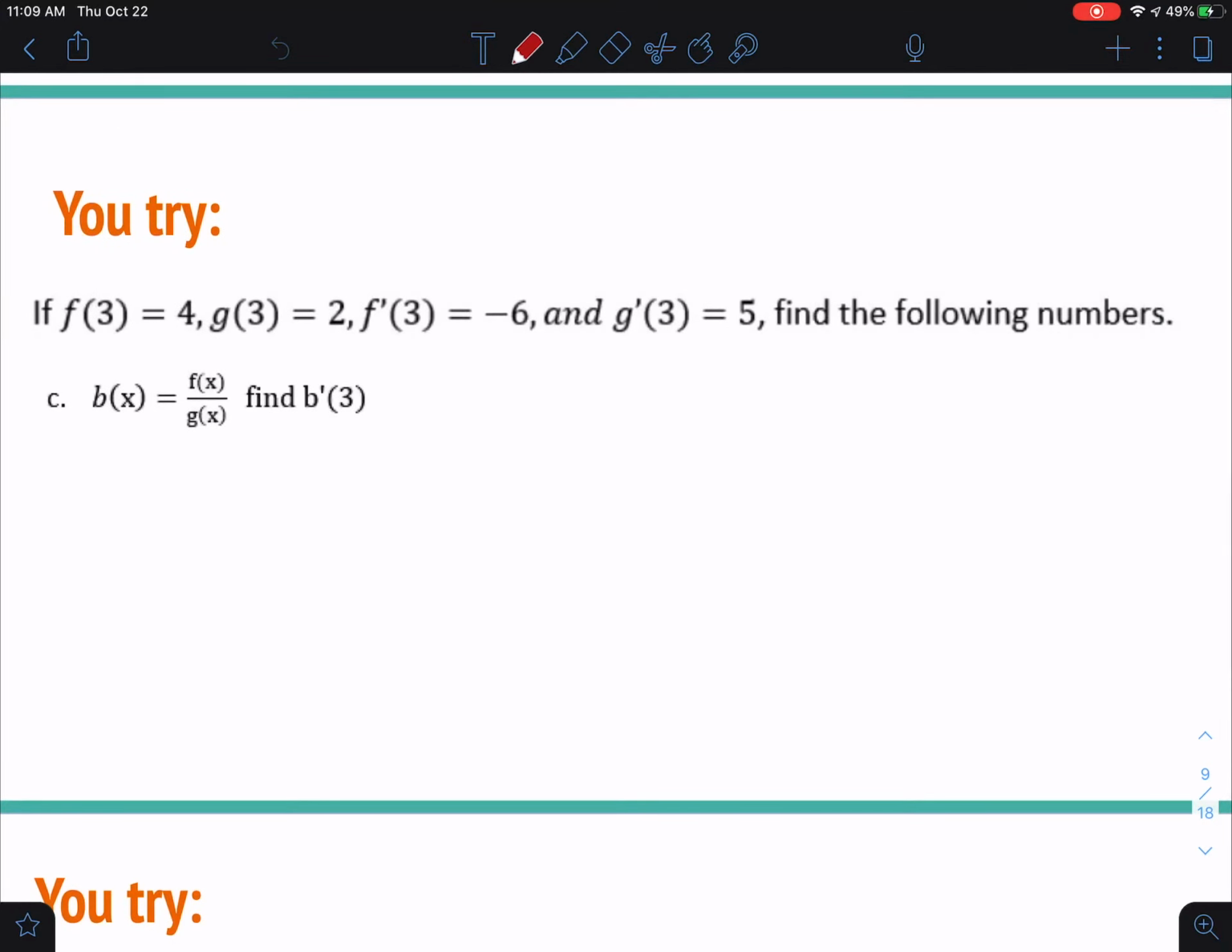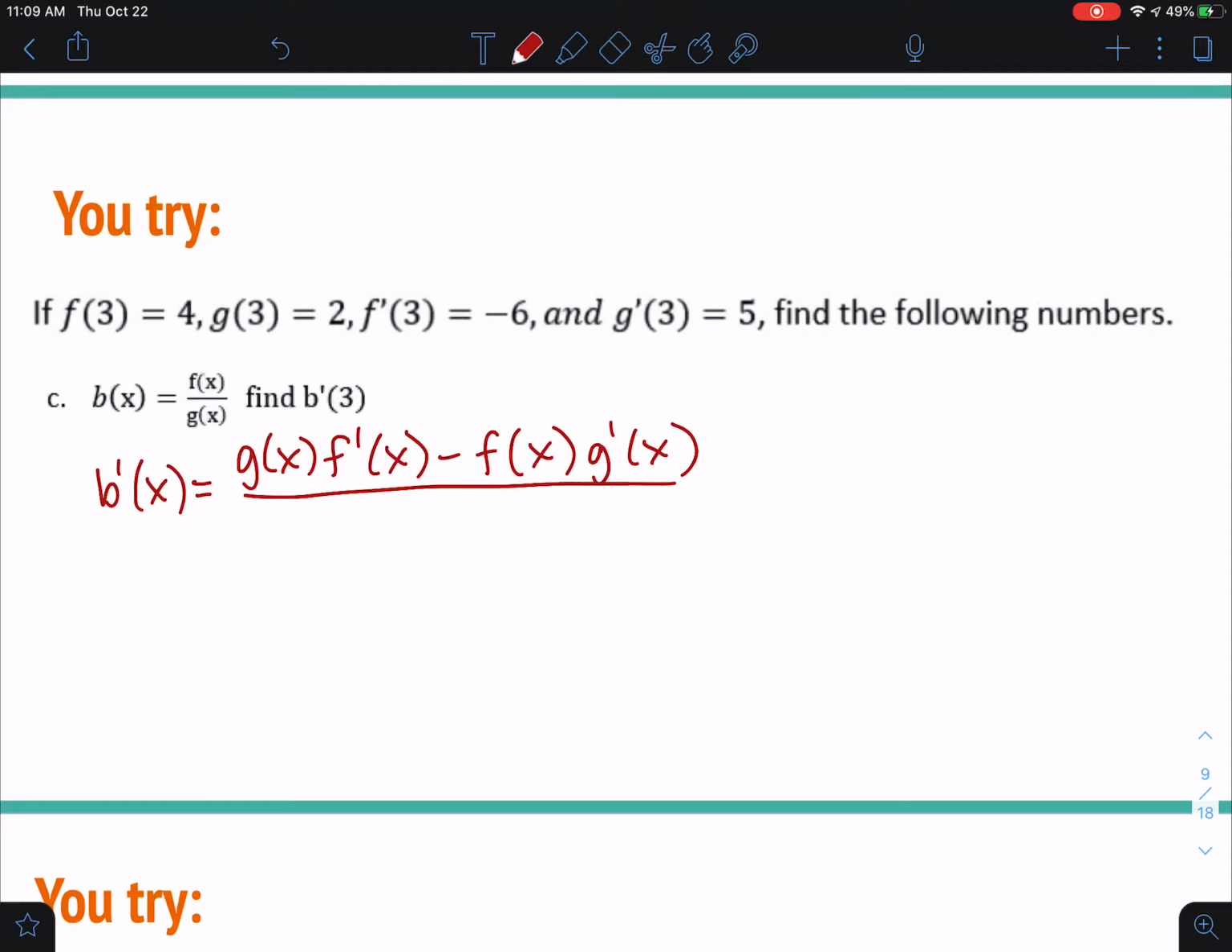So we have another quotient rule here. I need to find b prime of x, which is going to be low d high minus high d low, all over low squared. So if I want to find b prime of 3, I'm going to plug 3 in.